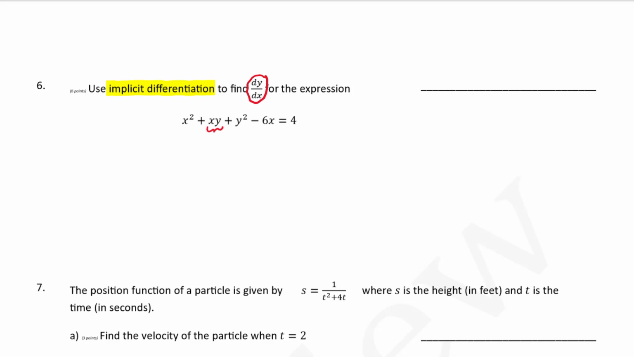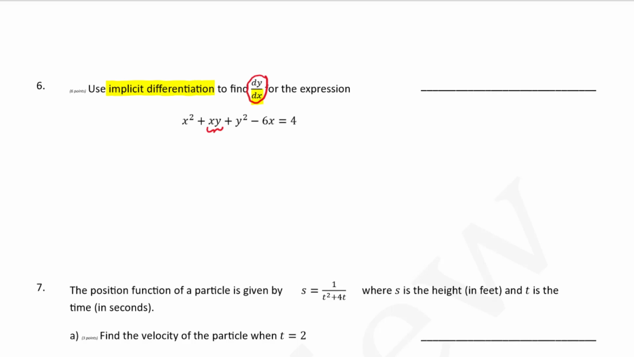So since I see two y's, I'm probably going to have two places where I'll have a dy over dx get involved. But anyway, let's just jump right on in. I'm going to take the derivative of each of these with respect to x, and the with respect to x has to do with the dx in the denominator right here.